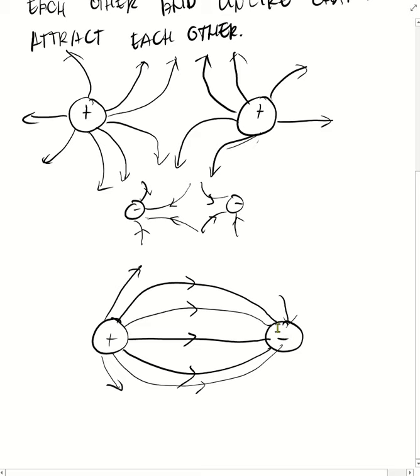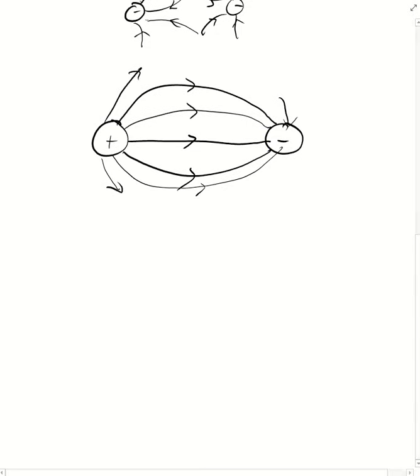So, unlike charges attract each other, like charges repel each other. That's the first law. The first law determines the direction of the charges when they are attracted or repelled. From that, we can determine their direction. And the other one is if we want to determine the magnitude of the force experienced by the charges, and that will be the second law.